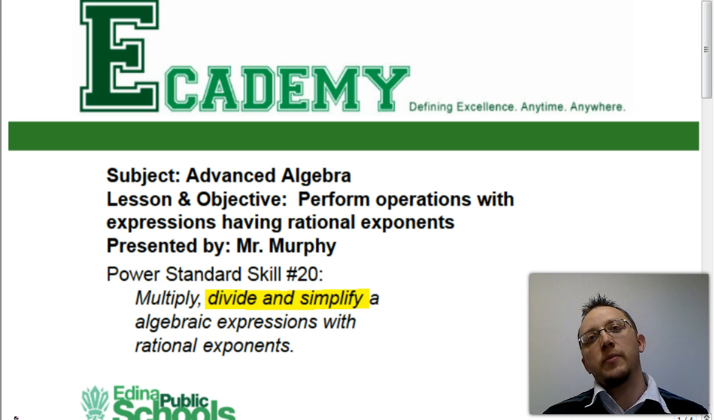Well, there you have it. That is Power Standard skill number 20. Hopefully now you understand how to do both the multiplying and dividing of algebraic expressions dealing with rational exponents. And with that, good luck.